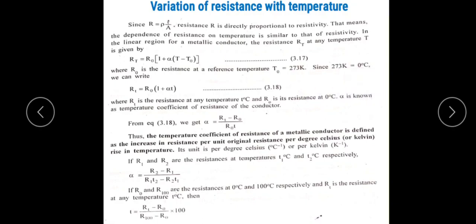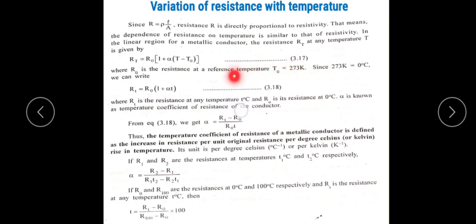Since 273 Kelvin is equal to 0 degree Celsius, we can write this expression as R t equals R naught into (1 plus alpha t), where R t is the resistance at any temperature t degree Celsius and R naught is the resistance at 0 degree Celsius. Alpha is known as the temperature coefficient of resistance of a conductor. So as per this condition, R t is the resistance at temperature t degree Celsius, R naught is the resistance at 0 degree Celsius, and alpha is the temperature coefficient of resistance, then the equation is R t equals R naught (1 plus alpha t).